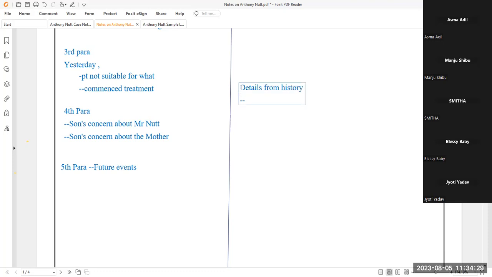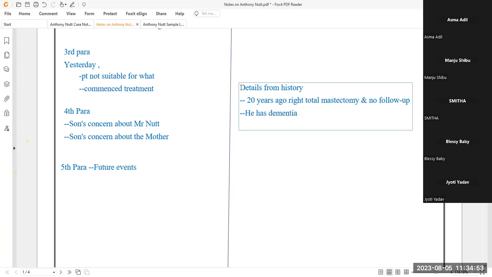So what we have here is first one, 20 years ago, a right total mastectomy, and no follow-up. That is one. Then next, his dementia. He also has dementia. Then what do we have? Then we have the wife's dementia, and one more problem the wife has is general deconditioning. Okay, that is from history. All right, then these three details we have.